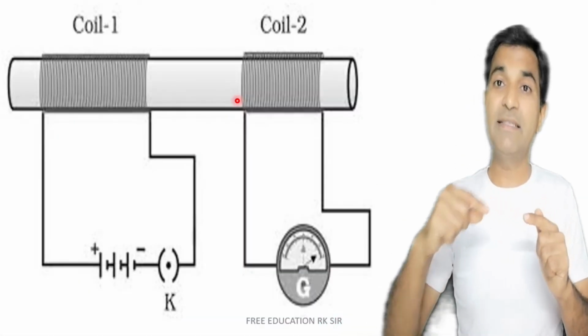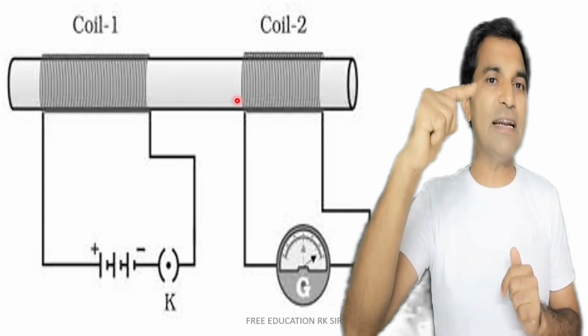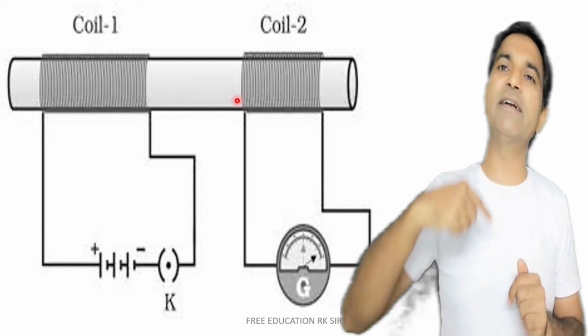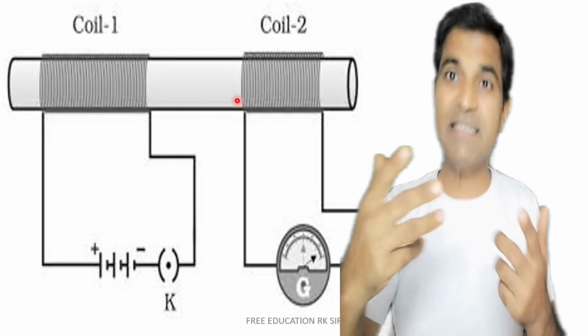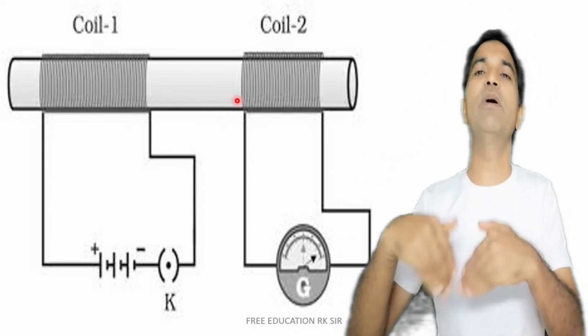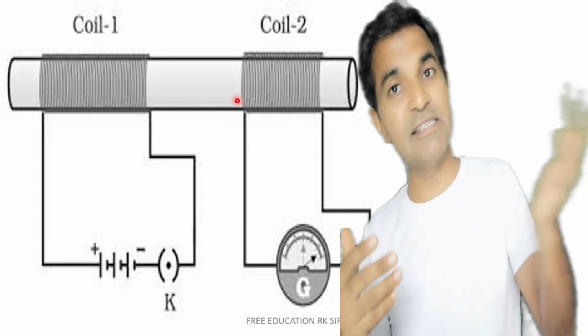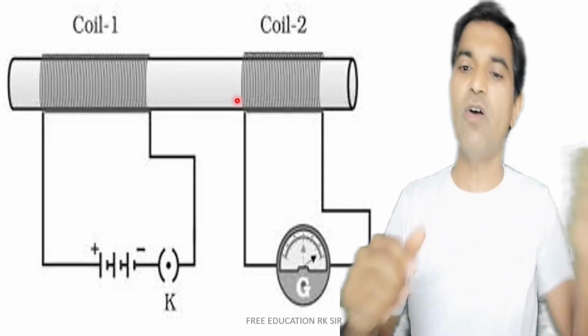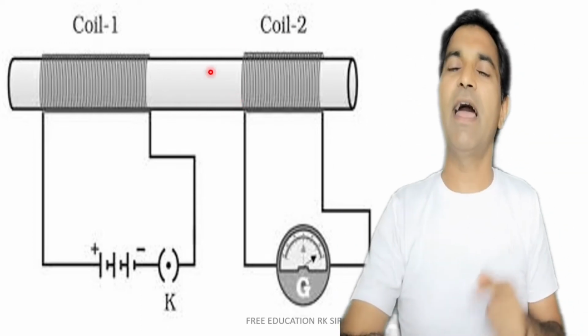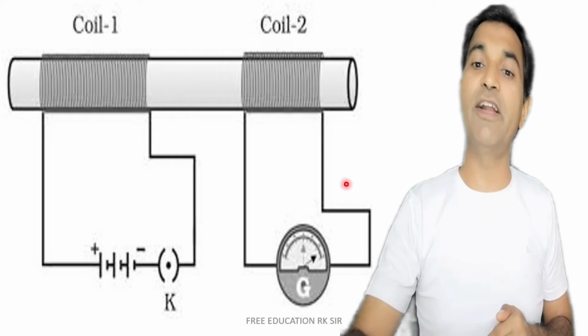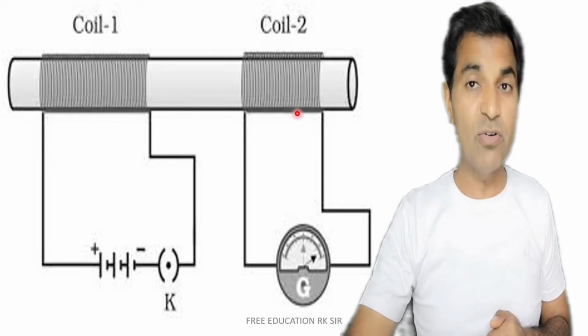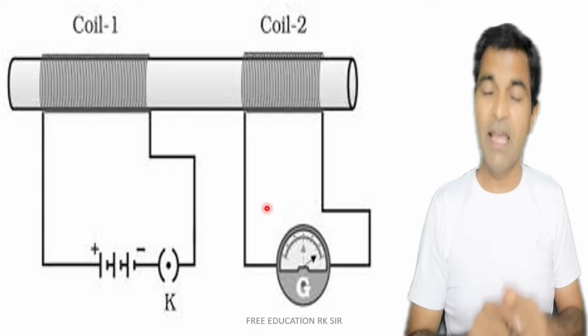So if there is a greater change of current in coil 1, there will be a greater change in the magnetism of coil 1, and hence the change in the magnetism associated with coil 2 from coil 1 will be greater, and hence there will be a greater amount of current induced, produced, in coil number 2.